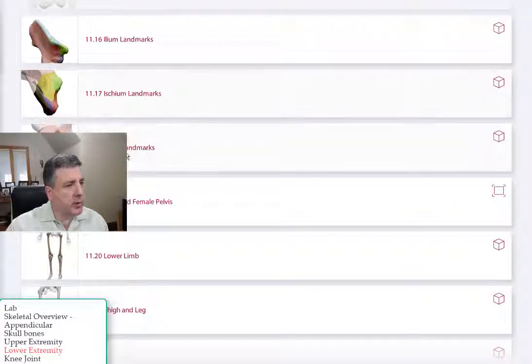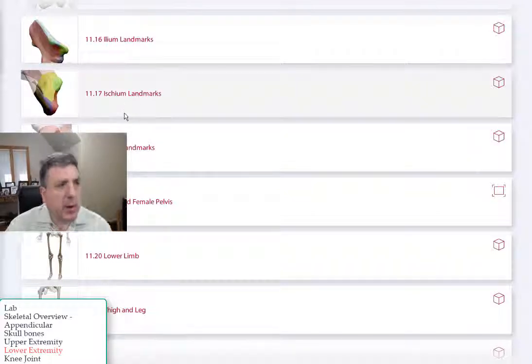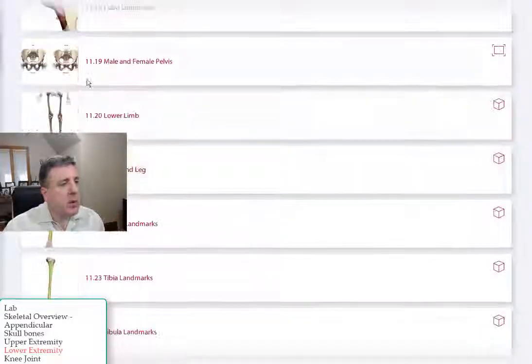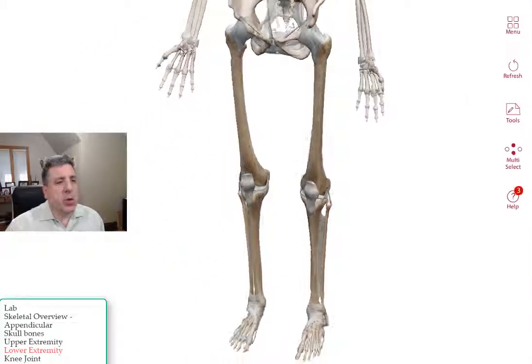Pelvis. Let me look at this. These different videos or slides will show you the various parts of the ilium, the ischium, or the pubis. Okay, so this is where you can find that information. And let's look at the lower limb.